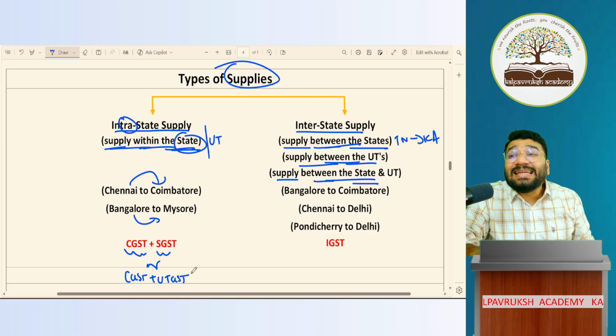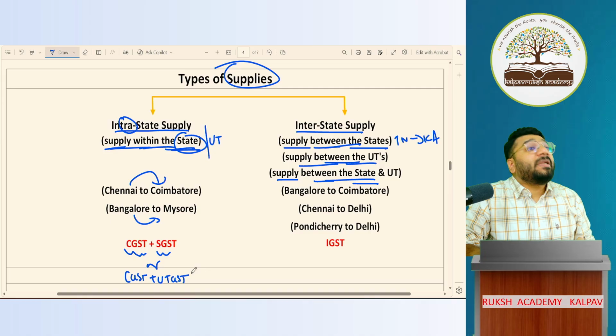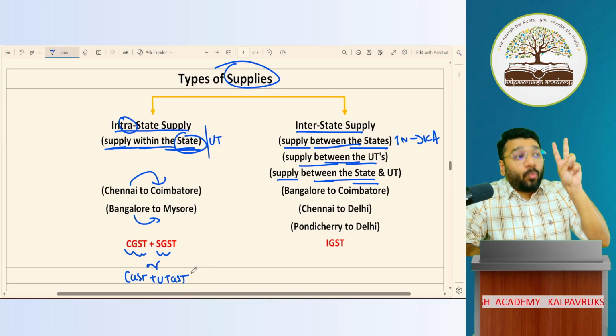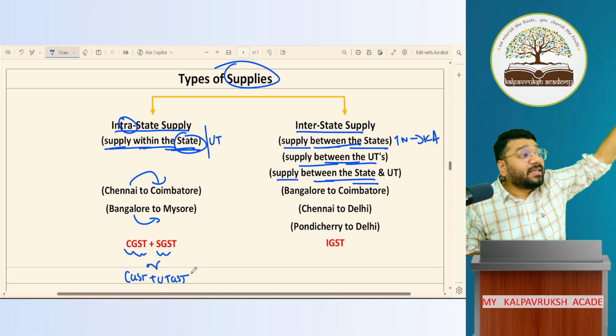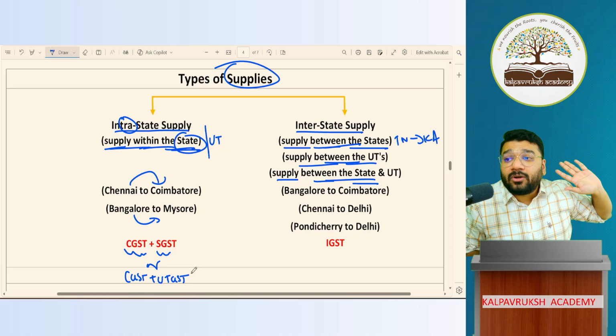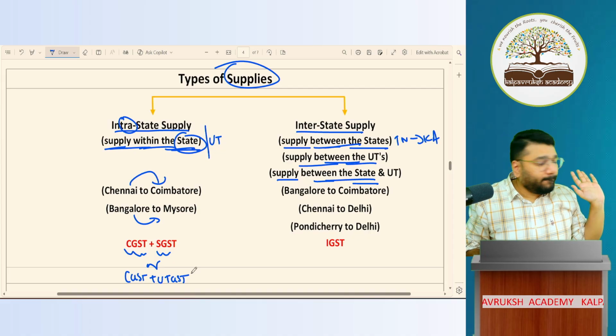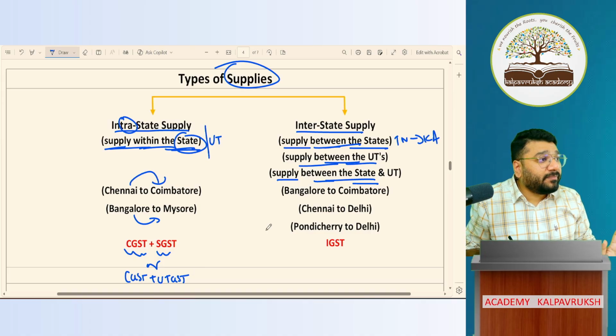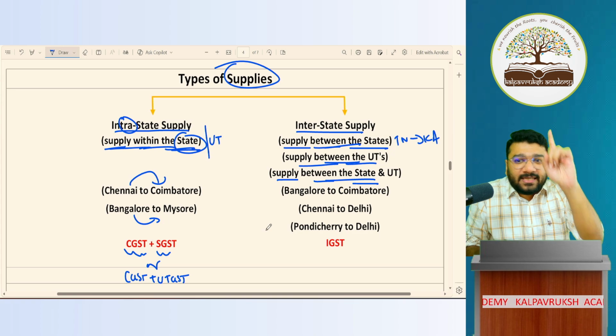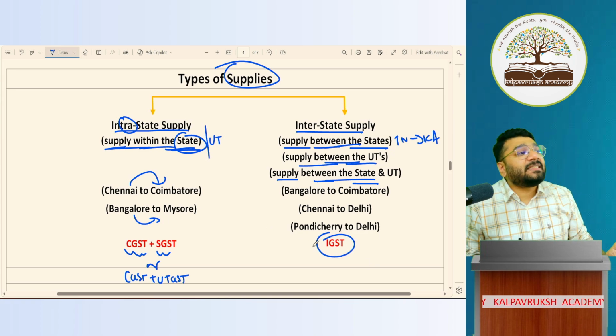If you come across intra-state supply, how many GST will you charge? 2 GST. One CGST plus SGST, or CGST plus UTGST. Okay, not okay. If you deal with interstate supply, then there comes only one GST, which is called IGST.